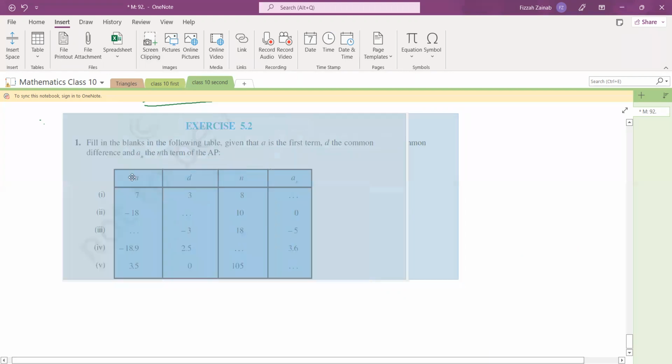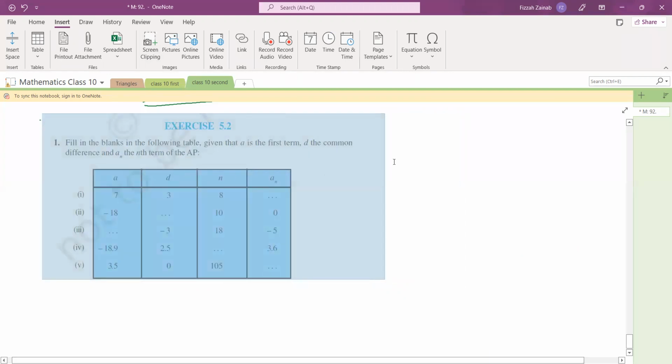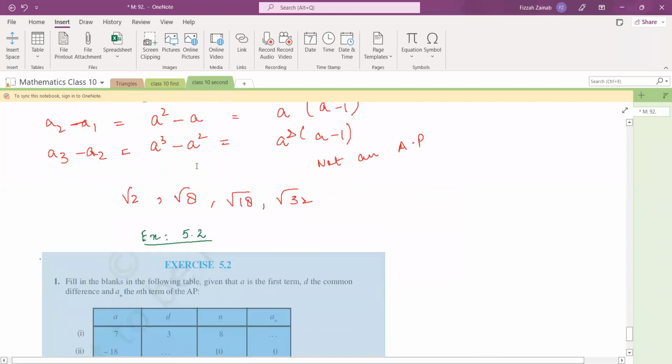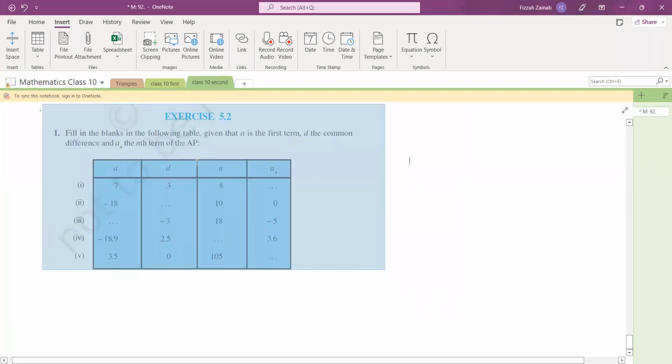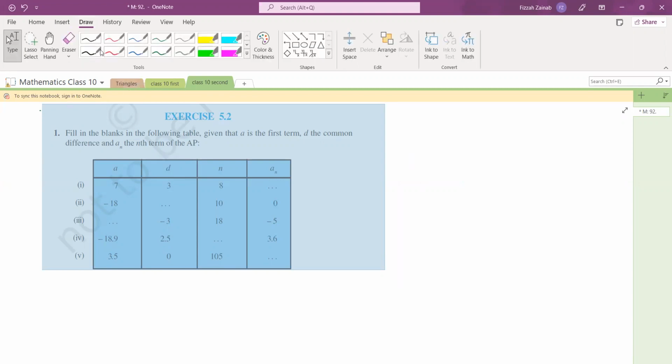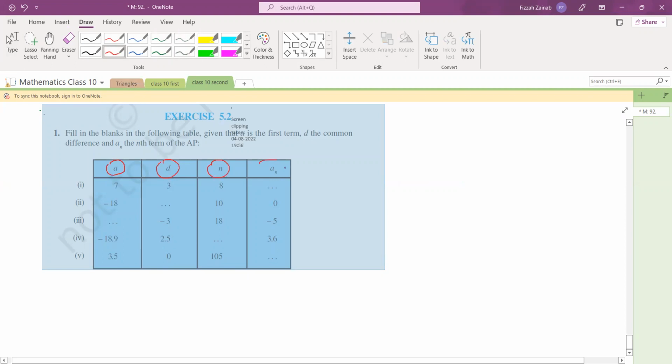Can you see the question on the screen? Yes, ma'am. Now fill in the blanks in the following table. So there are 4 things: A, D, small n, and an. So these are the 4 pieces of information here, and one of them is missing. So you have to find the missing information. Now you look at this formula first of all. Nth term, an is equal to a plus n minus 1 into d.